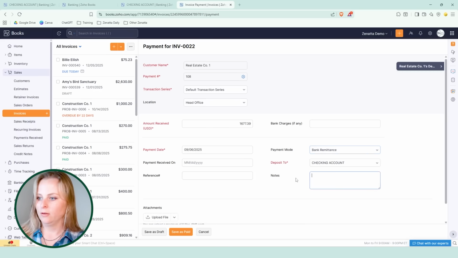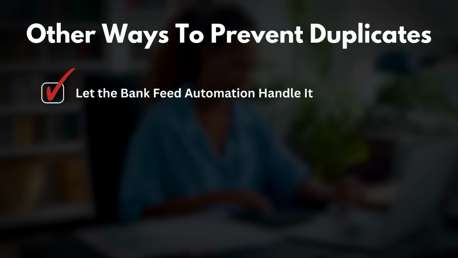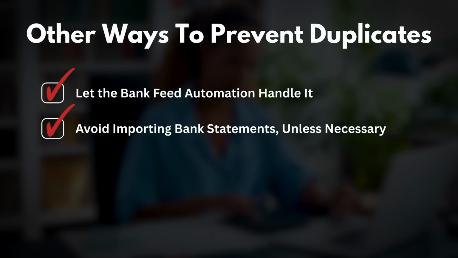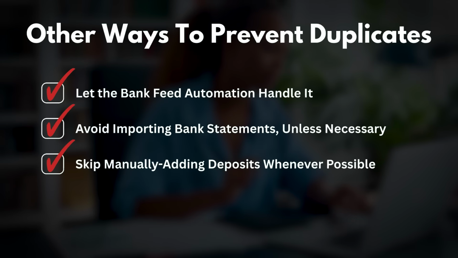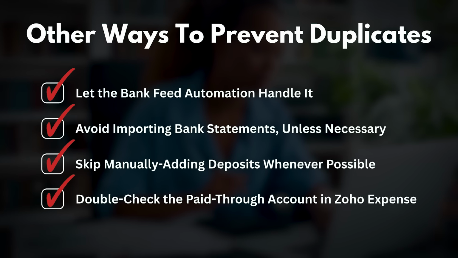And slow down. It's so easy to cause little errors that take so much more time. Make sure you're putting in the right checking account. Make sure you're doing all the right things here. Save as paid. And then that is just the best practice. And also, other ways to prevent this as well. Let the bank feed do its thing. It's surprisingly reliable. Avoid importing bank statements unless truly needed. Skip manually adding deposits whenever possible. And double check the paid-through in Zoho Expense. A few small adjustments and your reconciliation goes from ugh to that's nice.